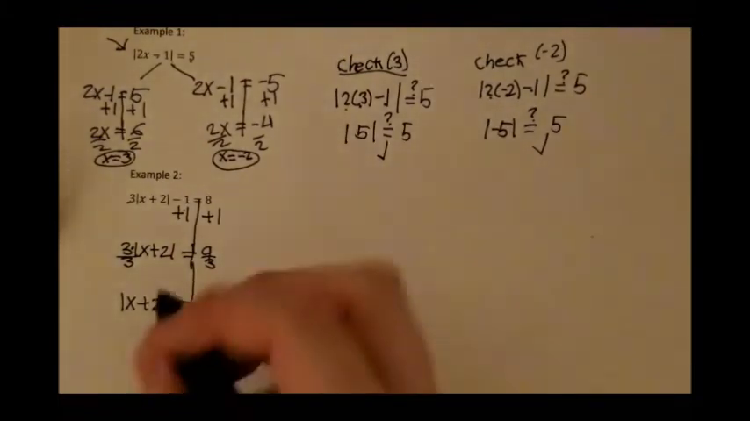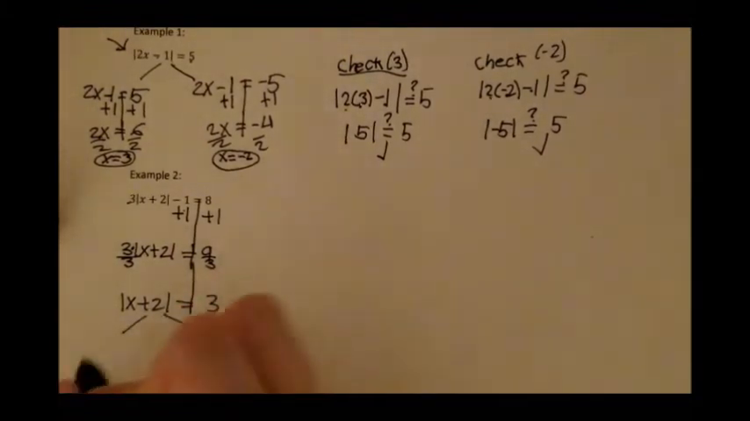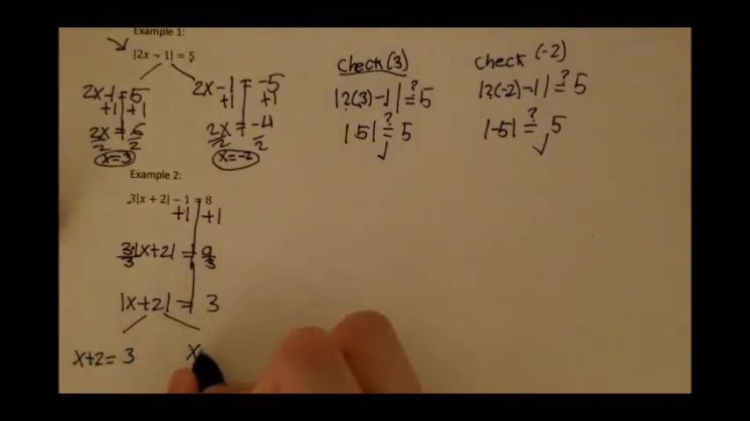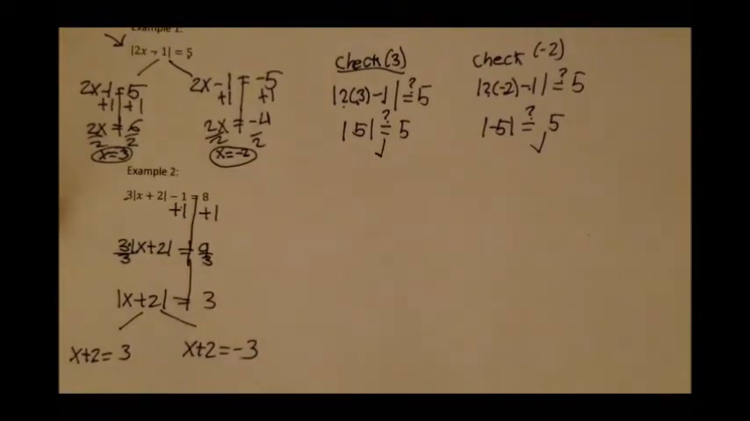Now we can split it up into our two equations. So we would have x plus 2 equals positive 3, and we would have x plus 2 equals negative 3. So these are pretty simple to solve, so we can just subtract the 2. So we would get 1. We can subtract the 2, and we would get x equals -5.